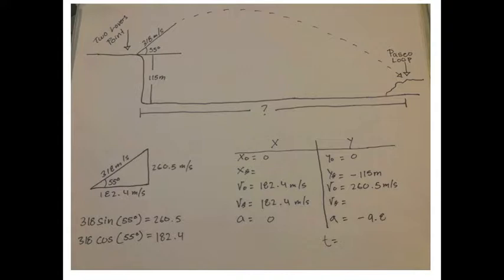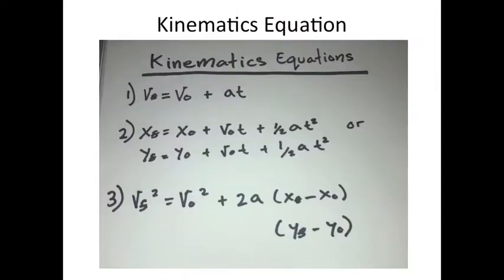On the y-axis, the y initial is 0, y final is negative 115 meters. Velocity initial is 260.5 meters per second. Velocity final is unknown, and the acceleration is negative 9.8. The time is also unknown. Here we have our three kinematics equations that will help us complete our objectives.